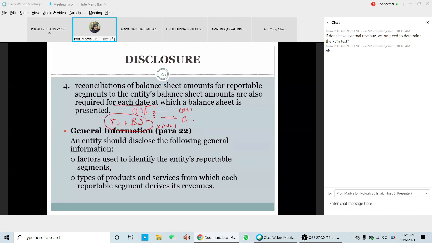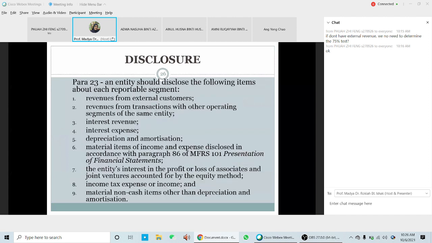Okay, in the general information, the entity should disclose the factors used to identify the reportable segments. So what factors are they using? Is it based on the economic environments or based on the 10% test? Okay, types of product and service from which each reportable segment derives its revenue. So what types of products and services can derive revenue? That one is in general information.